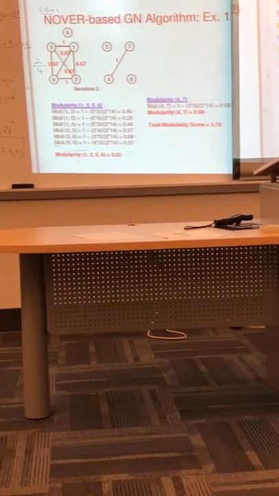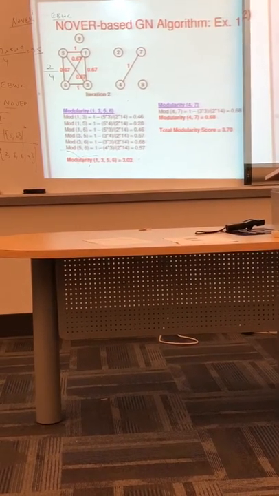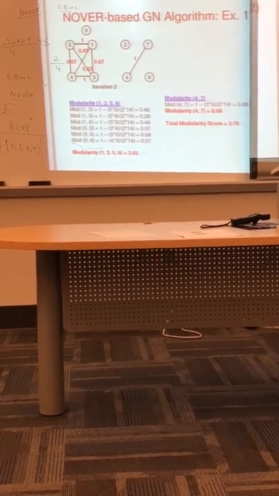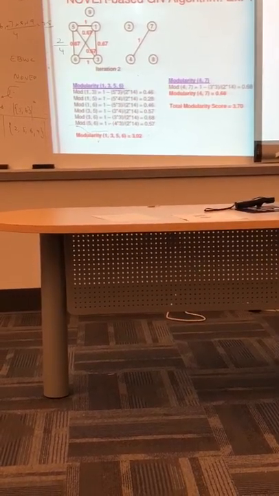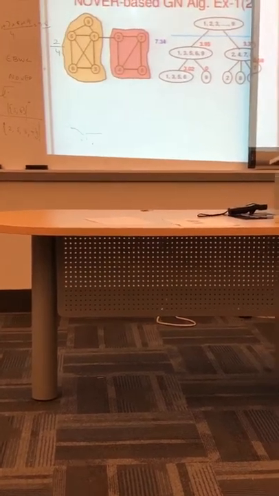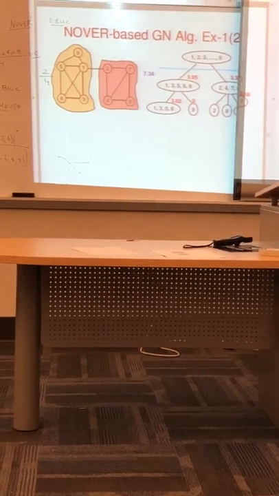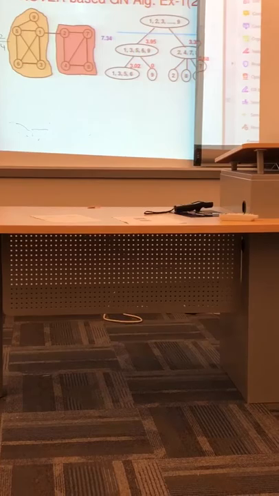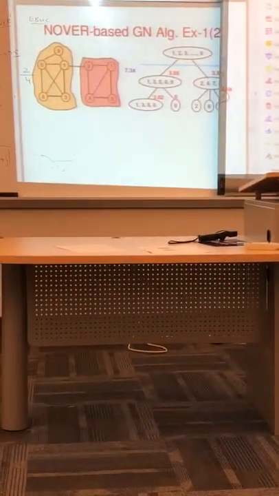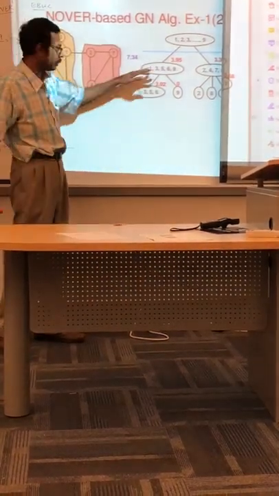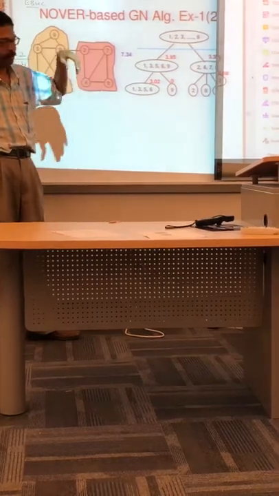So 9 is in its own community, and 1, 3, 5, 6 in their own community. The modularity for 1, 3, 5, 6 is going to be 3.02, and the modularity for 9 on its own is 0. So 3.02 plus 0 is going to be less than 3.95, which means, should we partition 1, 3, 5, 6, 9 or keep it as it is? Keep it as it is, right? Only if you can improve the modularity score by partitioning, we can partition. Otherwise, you just keep this community as it is.